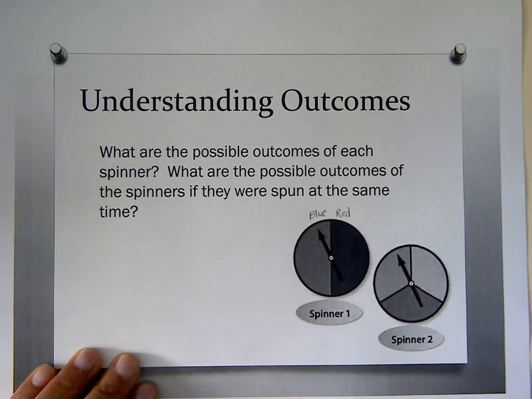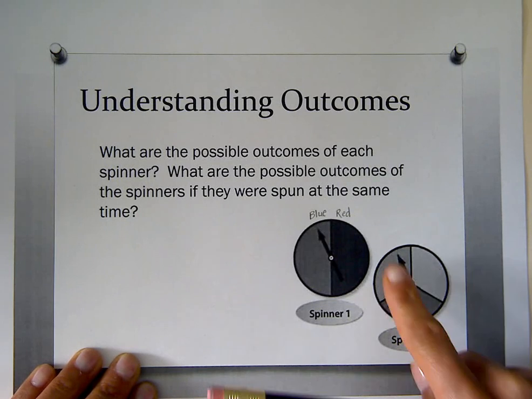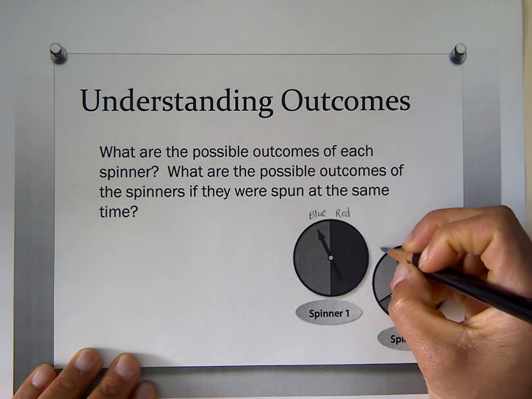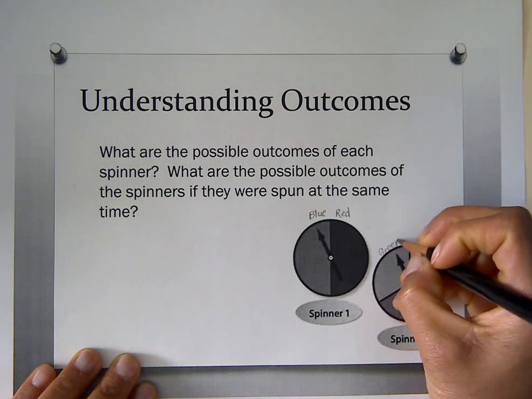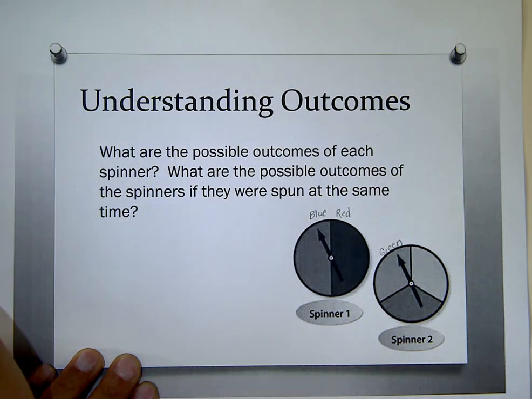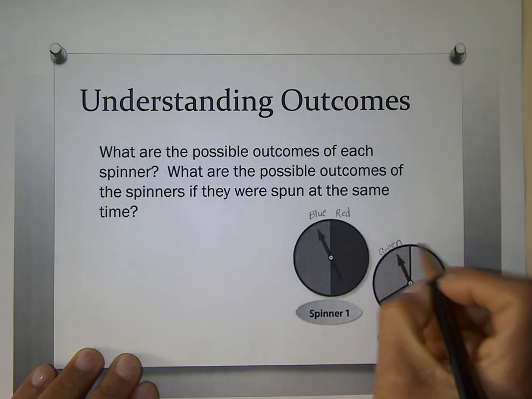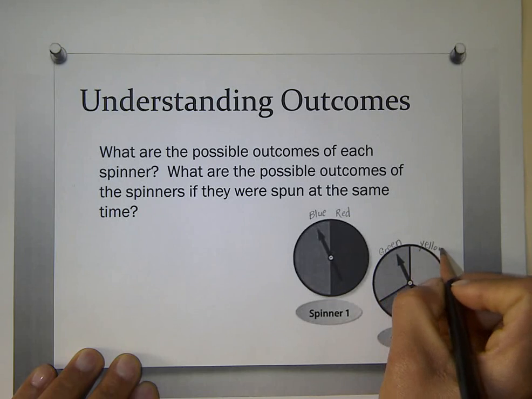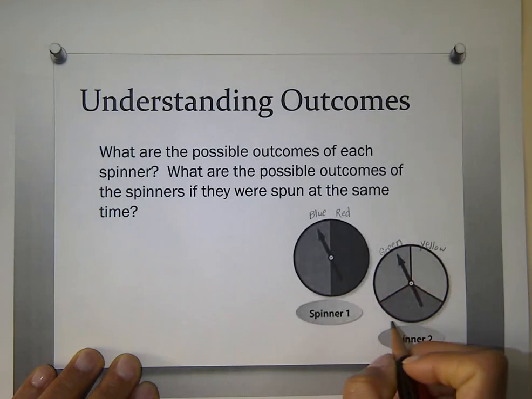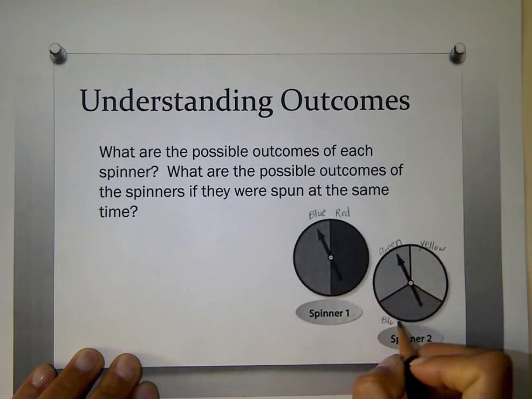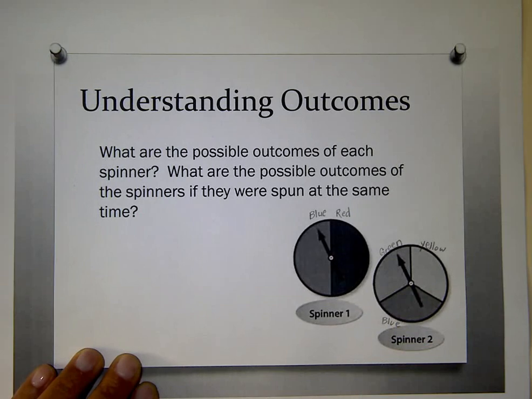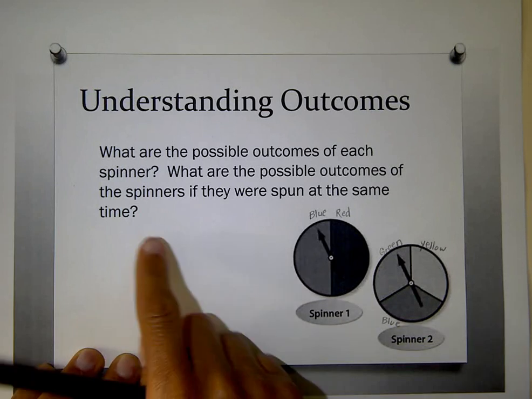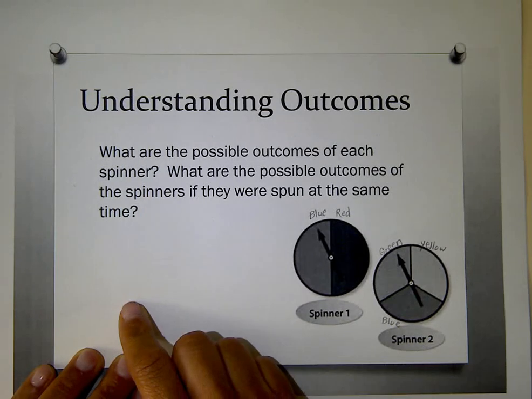Let's look at spinner 2. There are three possible outcomes. We have green, we have yellow, and we have blue. Those are the possible outcomes. What are the possible outcomes of the spinners if they were spun at the same time?